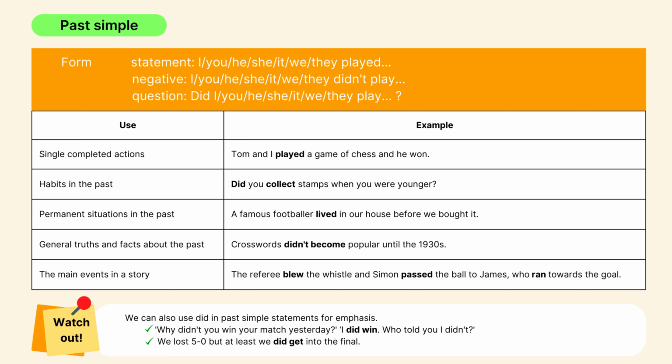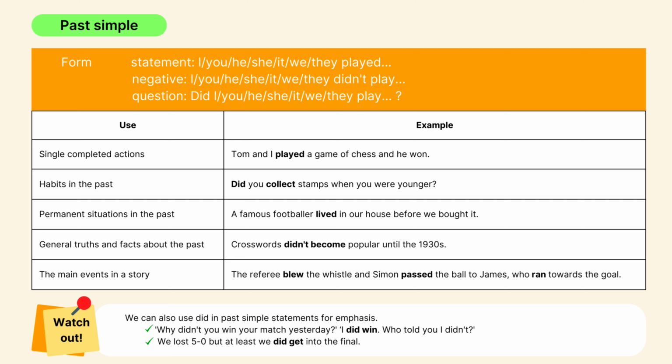General truths and facts about the past. Example: Crosswords didn't become popular until the 1930s. The main events in a story. Example: The referee blew the whistle and Simon passed the ball to James, who ran towards the goal.